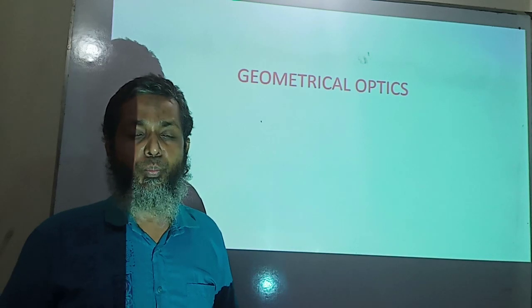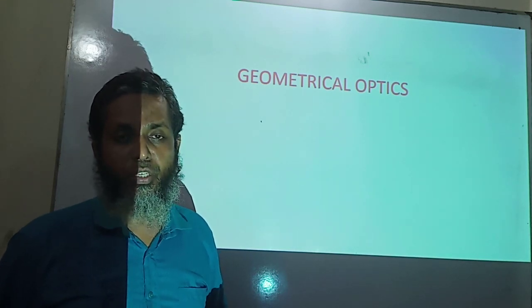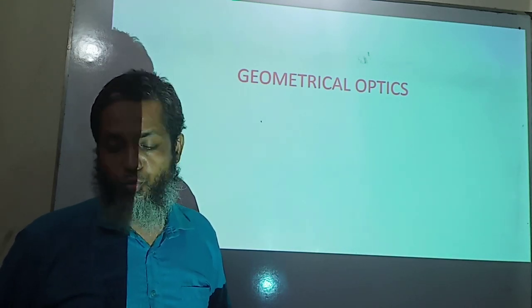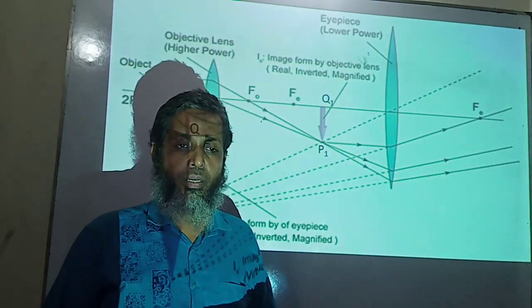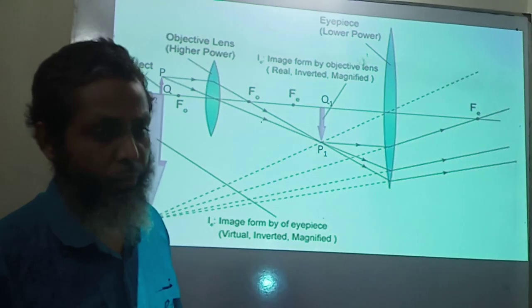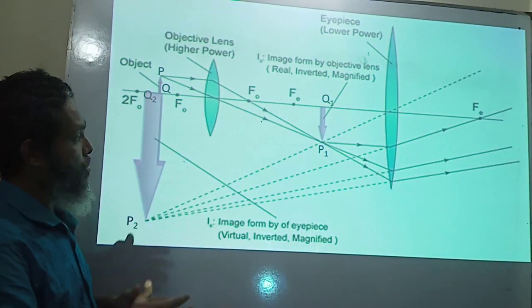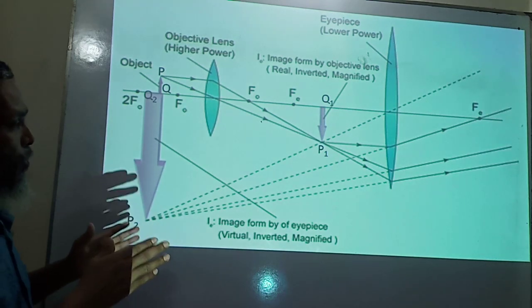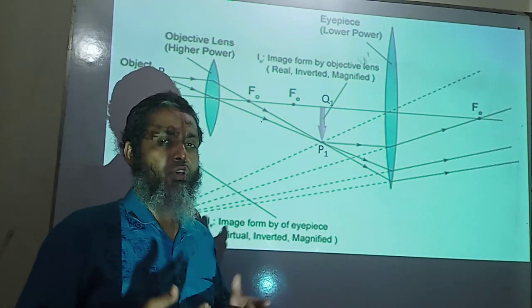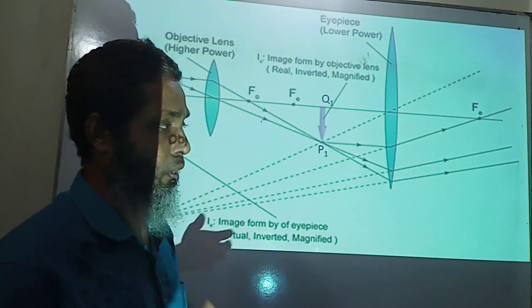That is the topic, chapter Geometrical Optics of Physics of class 12. Today we will discuss how the magnification occurs in compound microscope. Let us see the figure here. Here we will explain how the magnification occurs and the expression for the magnification in compound microscope.